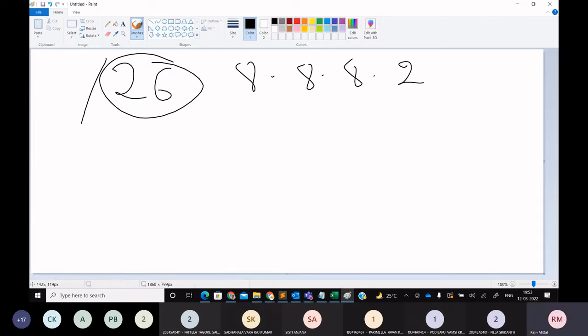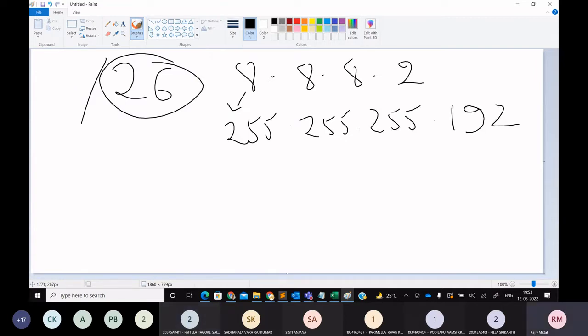Right. Now, what will it be in decimal? How will you write it? Total 8 bits in the first octet, 8 in the second, 8 in the third, and 2 in the last. Whenever we say 8 bits, what do we write? 255. 255. Dot 255. Dot 192. 192. Perfect. Right.